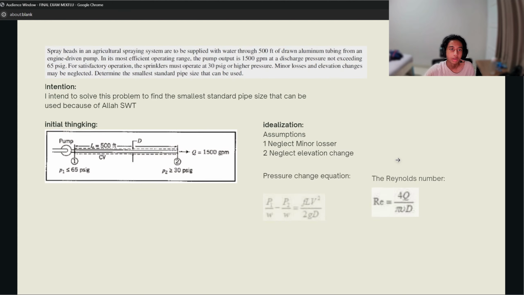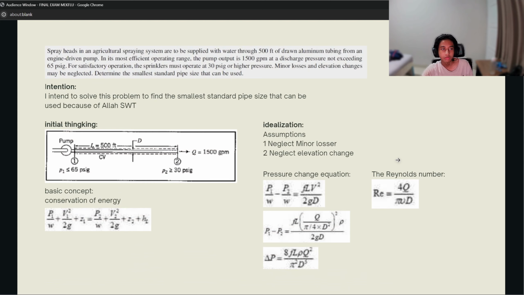That's for number 1. Next, we move on to the second question, which is shown in the 4 point. Spray heads in an agricultural spraying system are to be supplied with water through 500 feet of drawn aluminum tubing from an engine-driven pump.